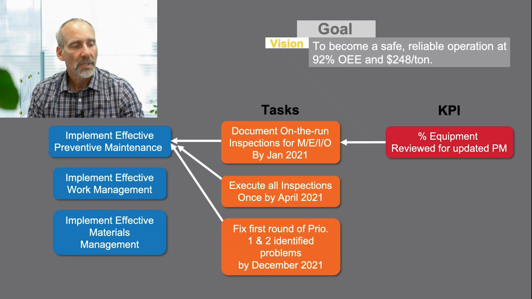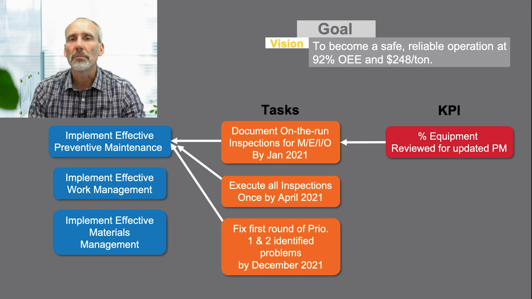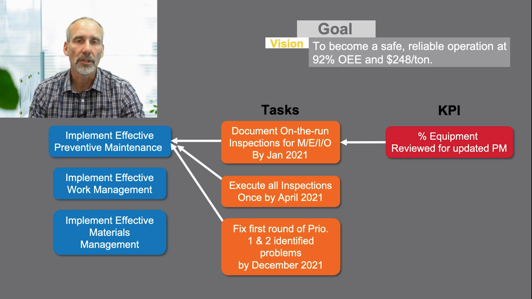So it could be equipment reviewed for updated PMs. So what percent of all our, because we have PMs probably already, so what percent of our total equipment have been reviewed for PM? And that can just be percentage. And of course that KPI could be a temporary KPI. Once we're done with reviewing all the equipment, we're not going to do that KPI anymore.